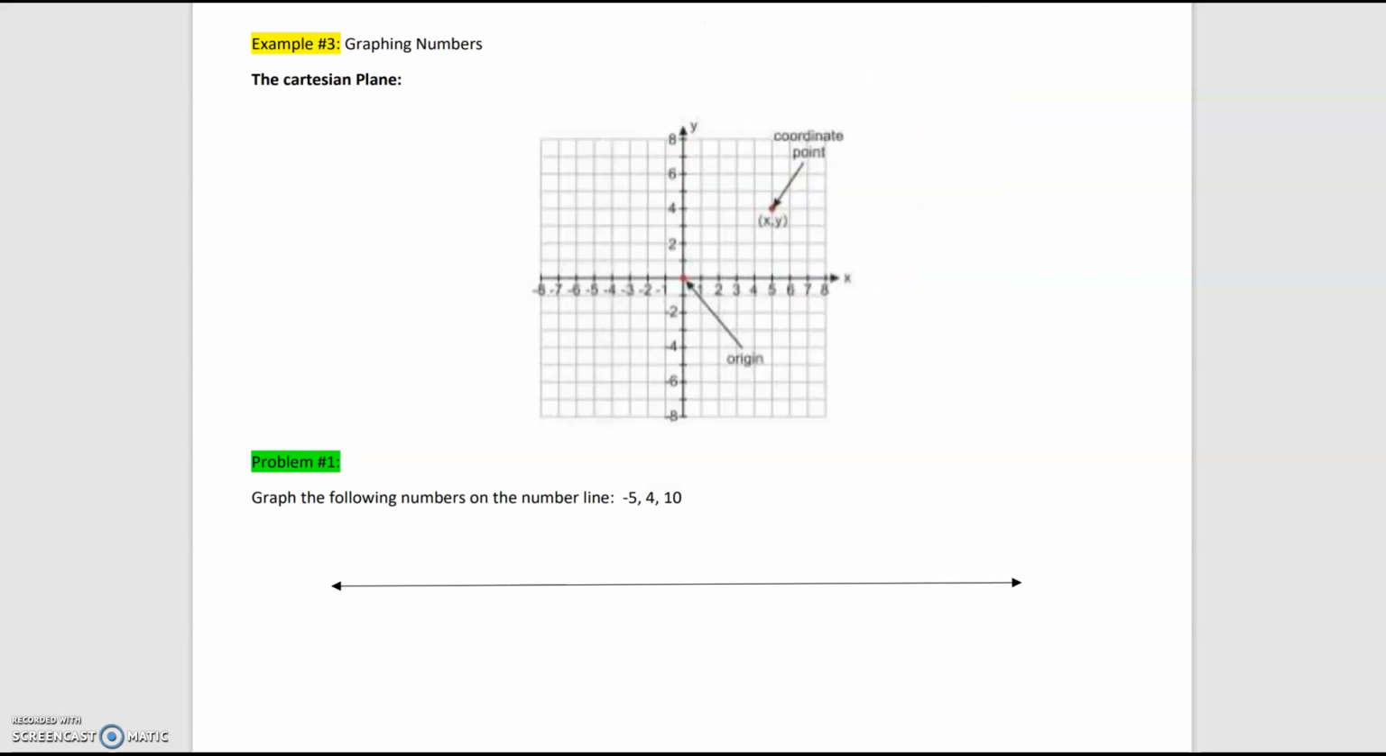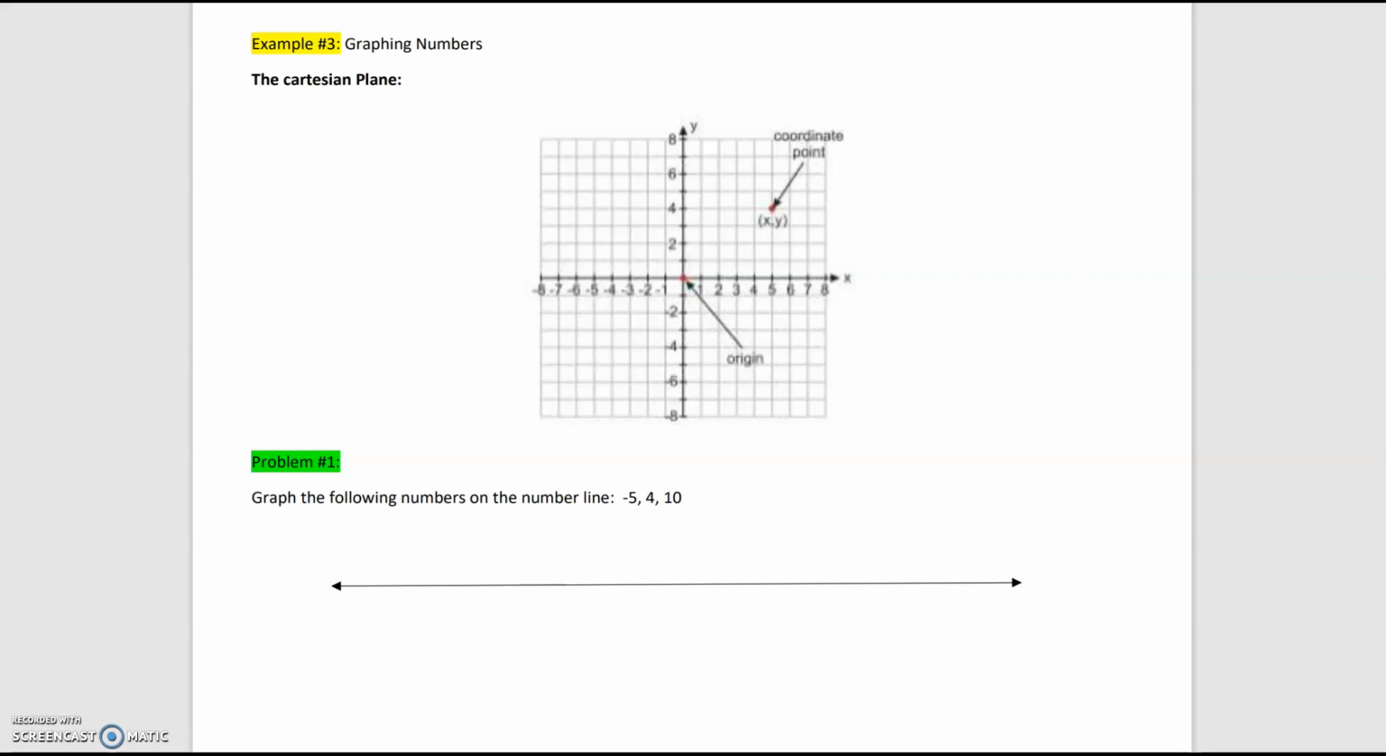Hi class, we need to take a look at example 3. And in example 3, we're going to be graphing coordinate points or just points, depending on what we're given. So I'll talk about the Cartesian plane on the next problem. Let's first talk about problem 1. And all they want you to do there is graph those numbers on the number line.